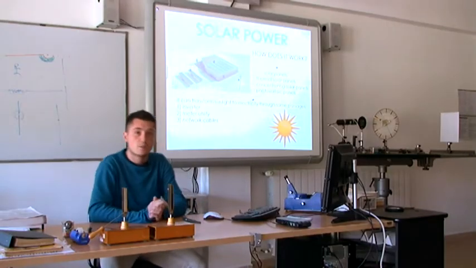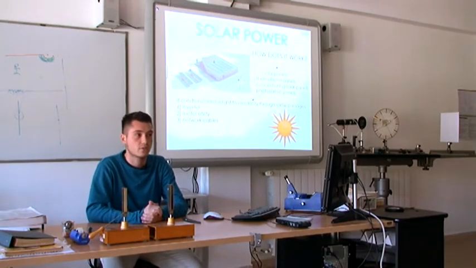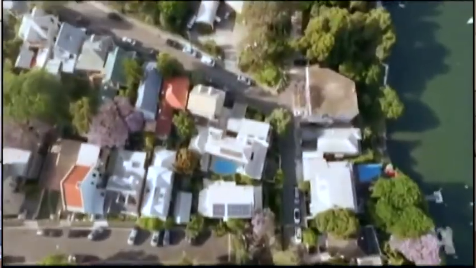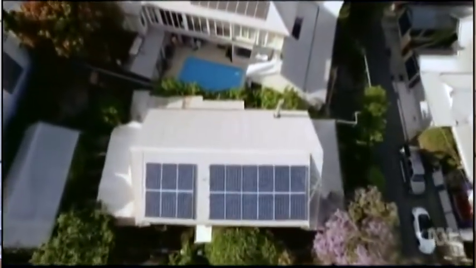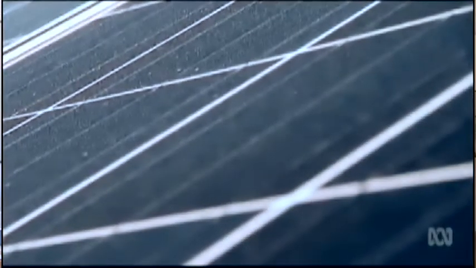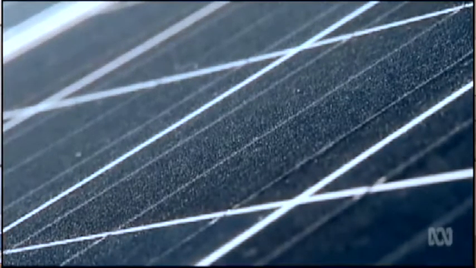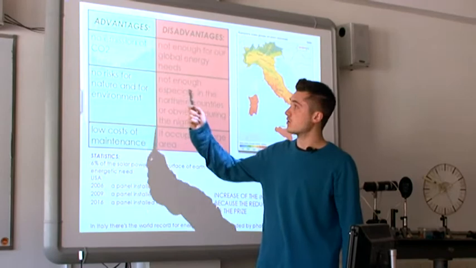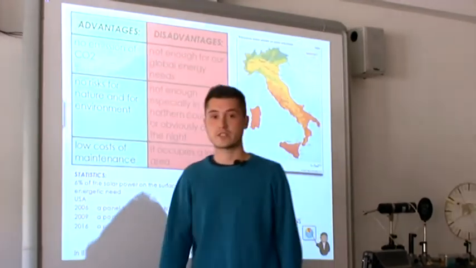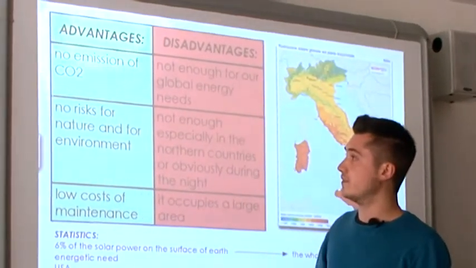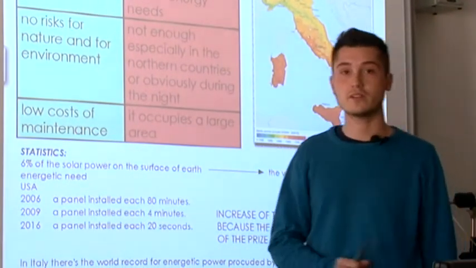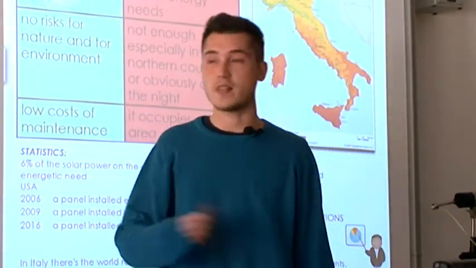Well, solar power is probably one of the best sources of energy for our planet, and as we know, we can transform solar power into electricity through the use of these plants. So, as we know, there are a lot of advantages for us and for the environment. For example, there is no emission of CO2. As we know, it's a dangerous gas for our planet, for the Earth. And then there are no risks for nature and for the environment, so there are no risks for animals, for plants, etc.